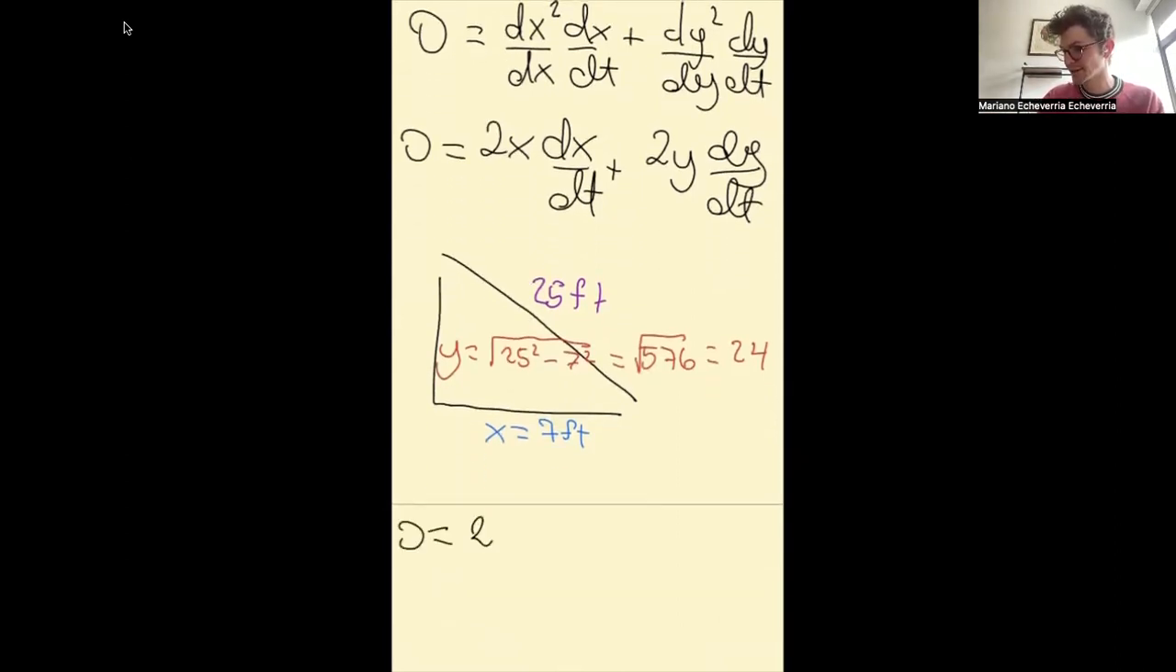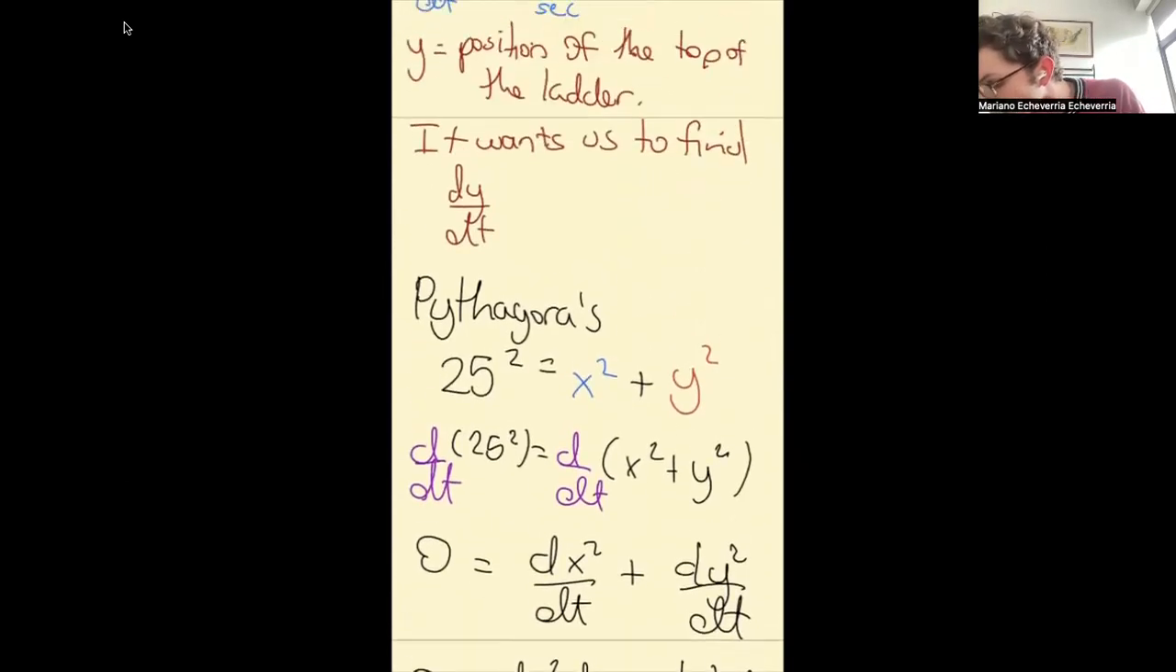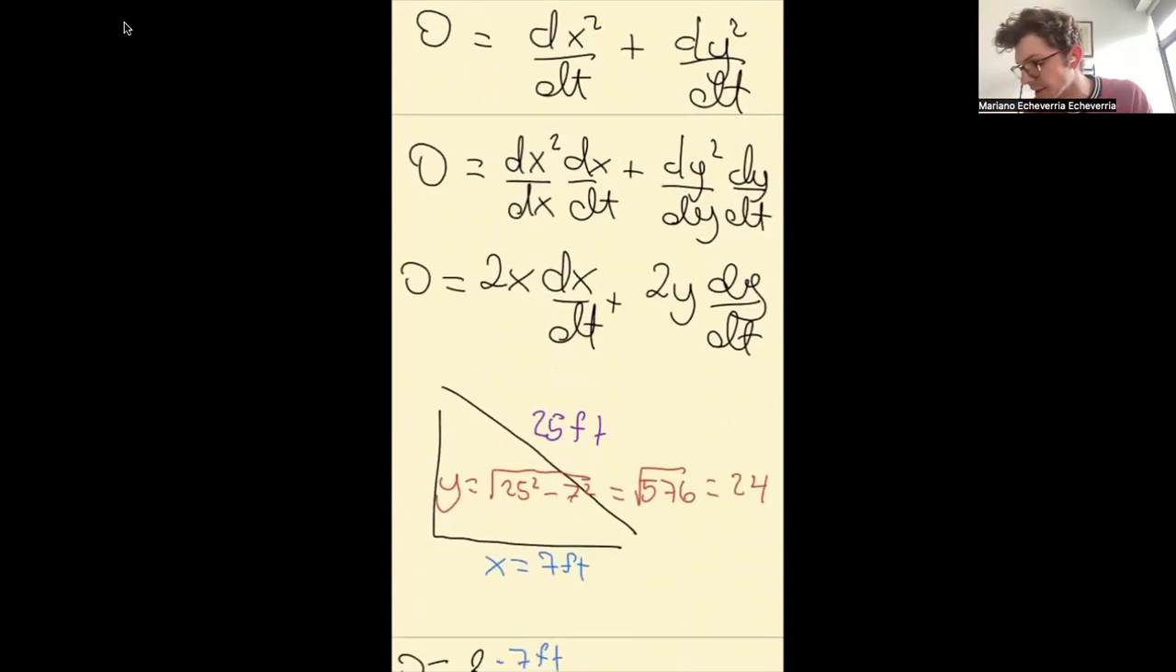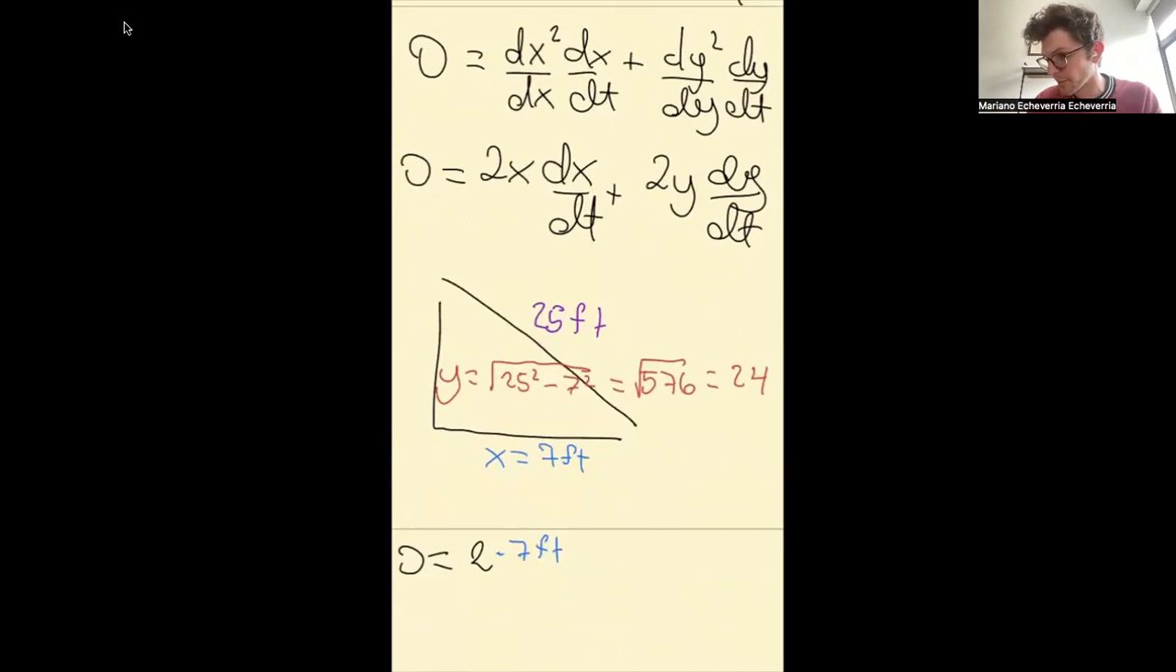So 0 would be 2x, but x is 7 feet. And what was the dx/dt? The dx/dt was 72 feet per second. Plus 2y, but y is 24 feet. And dy/dt, we don't know. That's what we're trying to solve for, right?